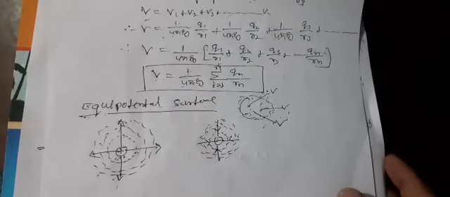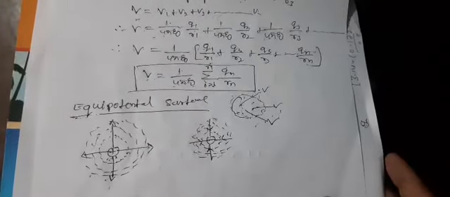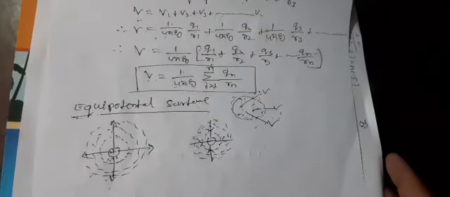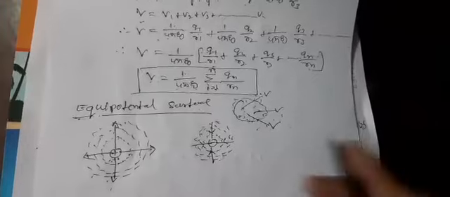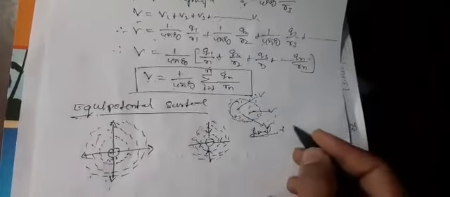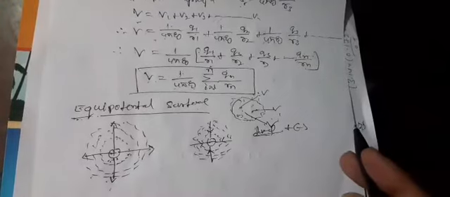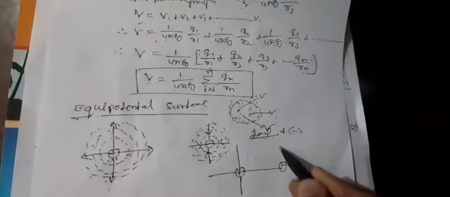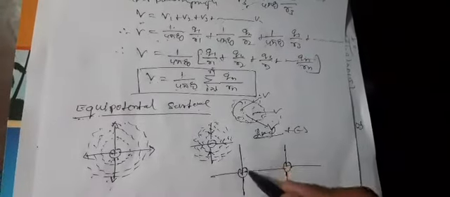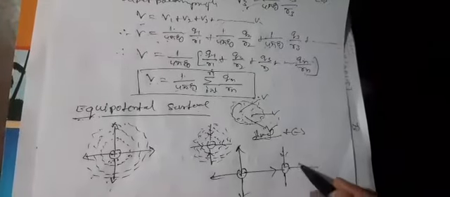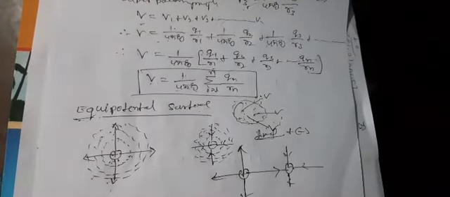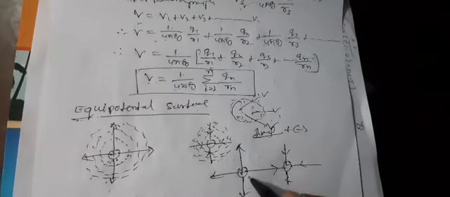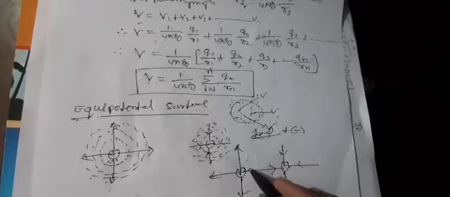Next, how to draw the equipotential surface for a dipole? A dipole consists of a positive and a negative charge. First, draw one positive charge and one negative charge. Draw the electric field lines. Positive means outward direction. Negative means converging. Then draw the equipotential surface of the positive charge.